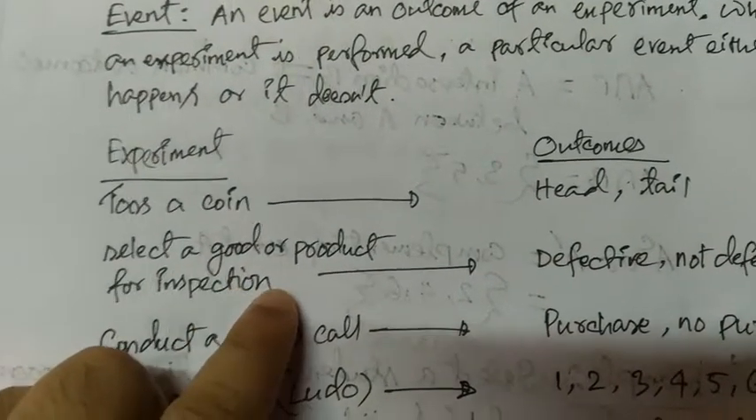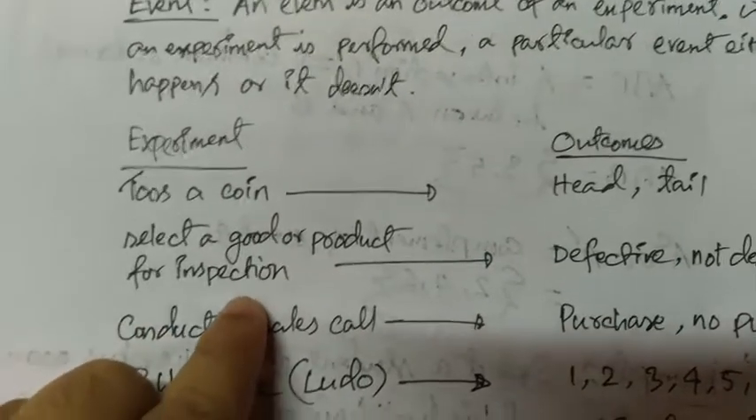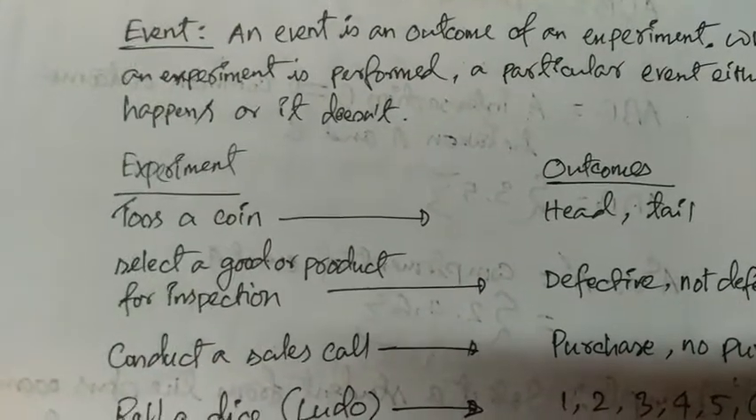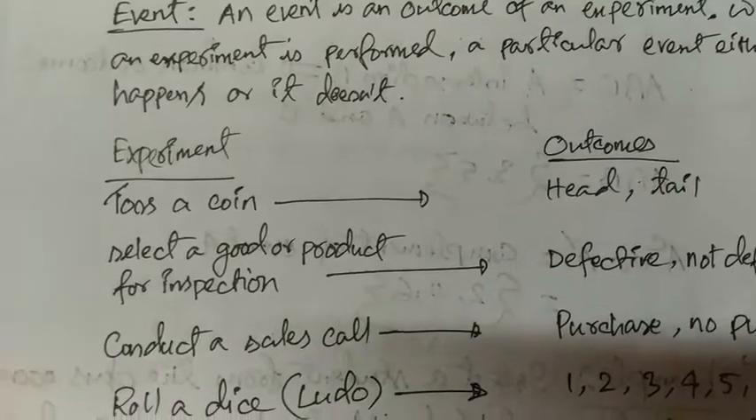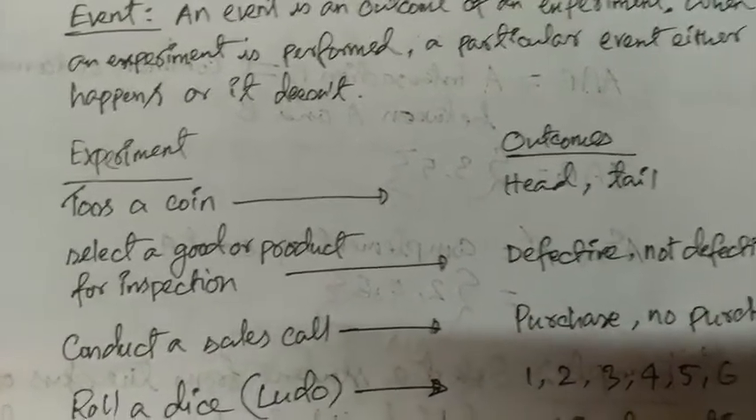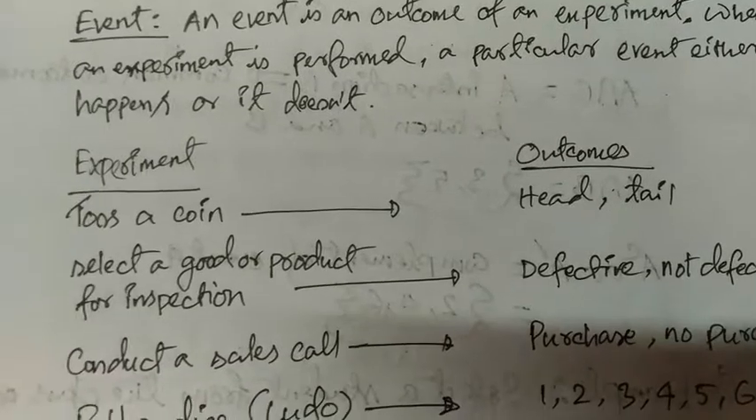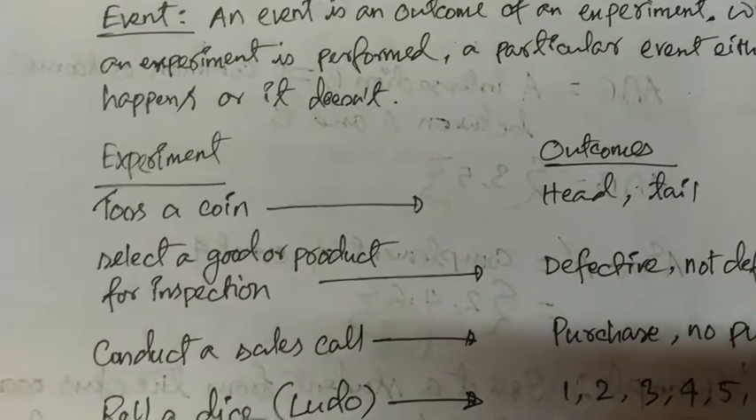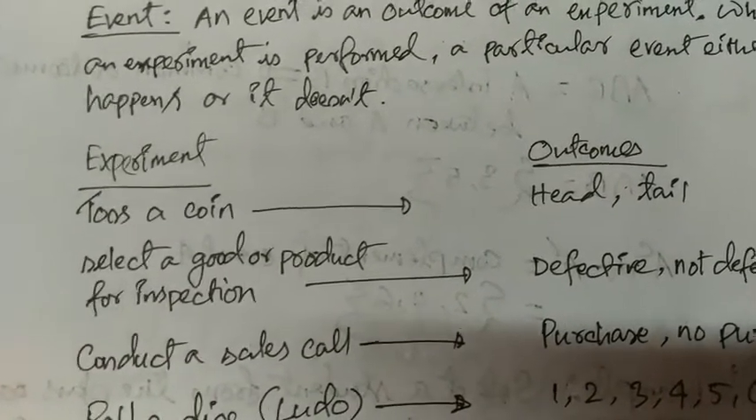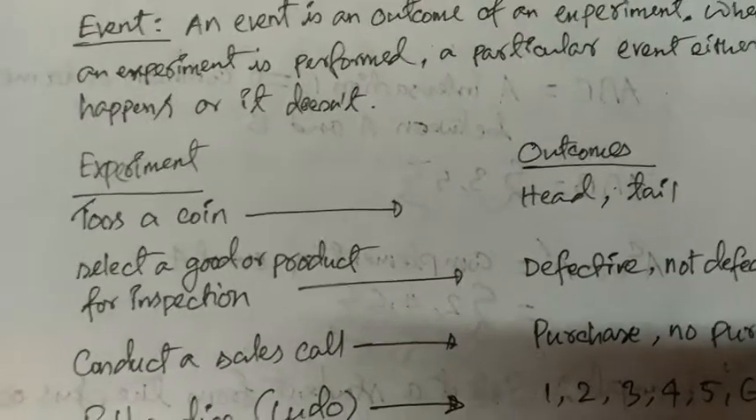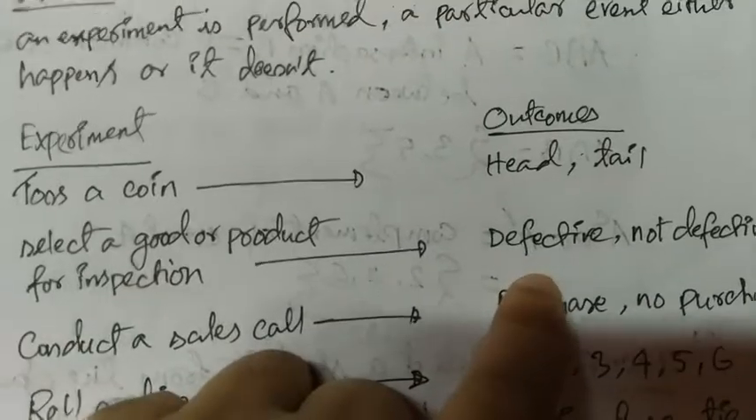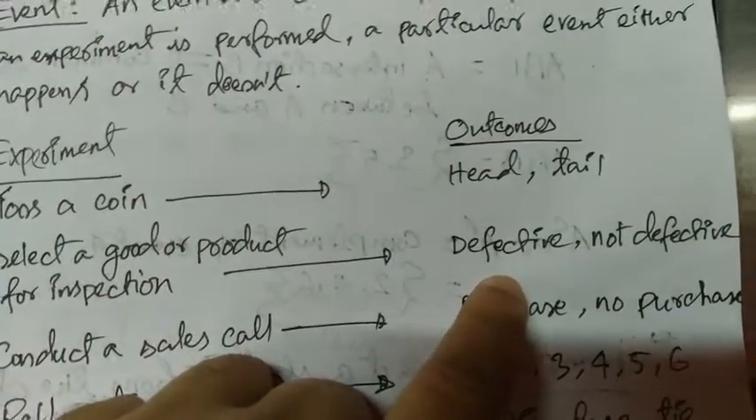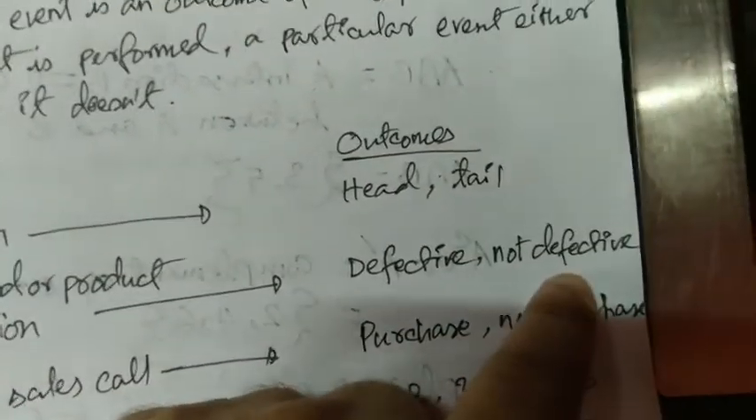Select a good or product for inspection. That means, for example, you got a shipment. Now you want to check whether the products are good or not. Or maybe you received a delivery from an online shop. So you want to see whether the goods are okay or bad. This is an experiment, so there can be either of two outcomes. The product can be defective or not defective.